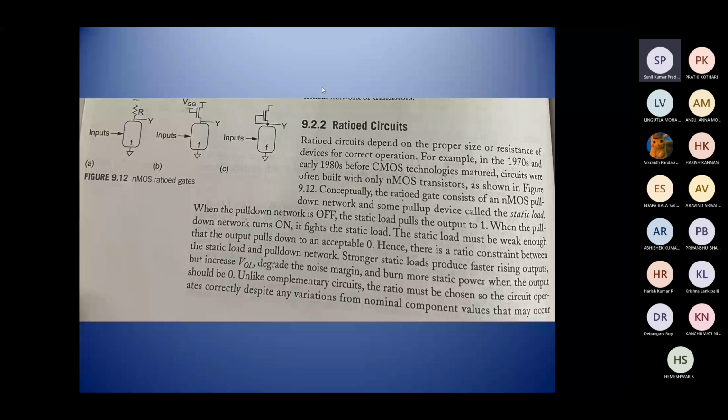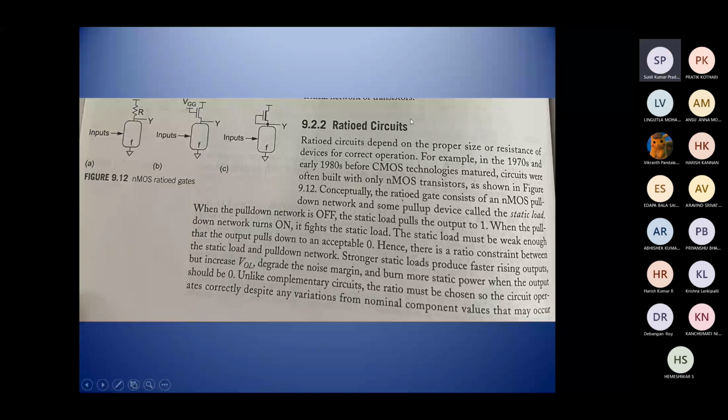As per the contents of our VLSI system design syllabus, in the morning we started with the combinational CMOS circuit. So this is just a continuation of that. The next unit deals with ratioed circuits. We can see in the figure an NMOS ratioed circuit.